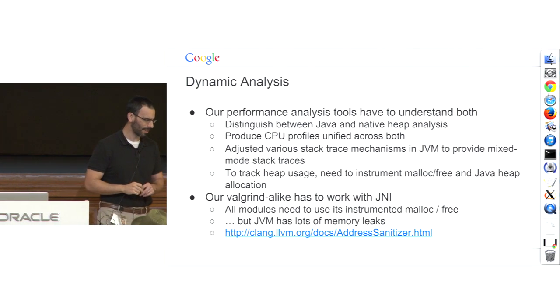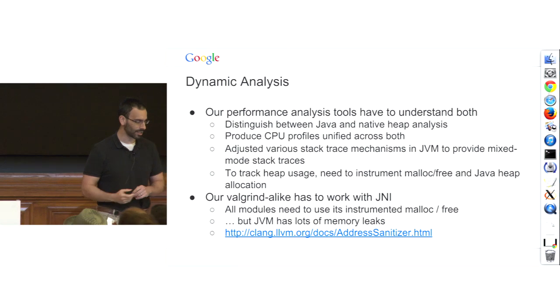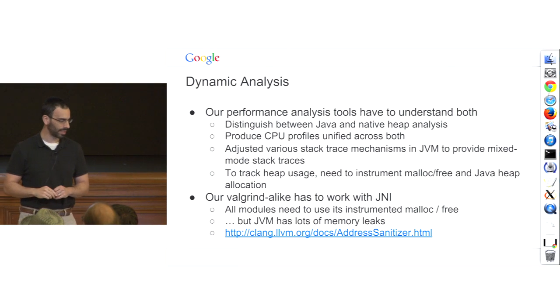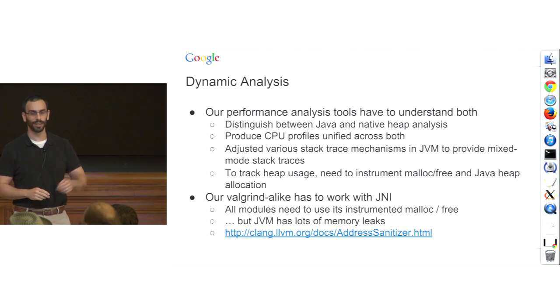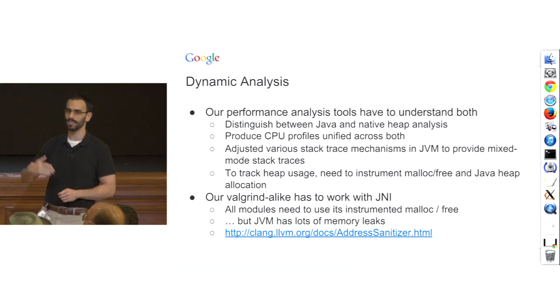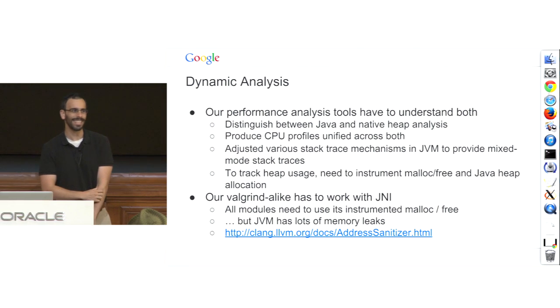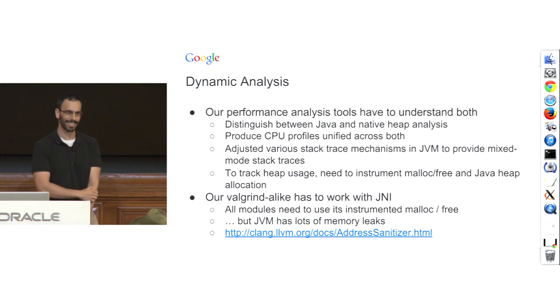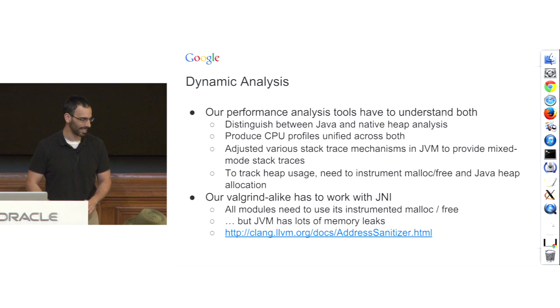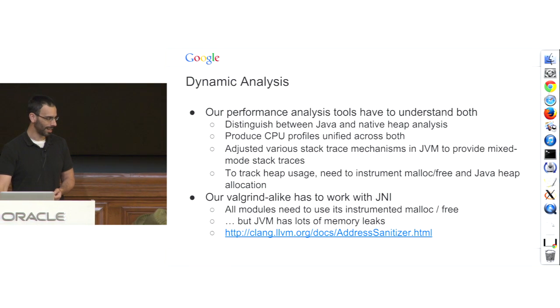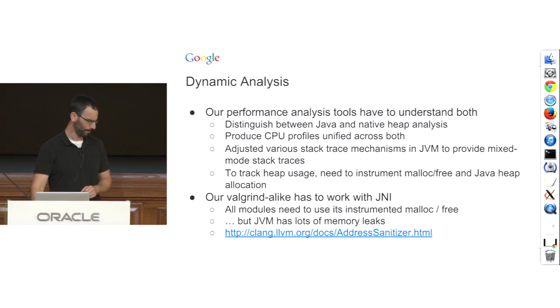The other problem is that our dynamic analysis tools for C++ have to work with JNI, and have to work with our Valgrind-like tool that detects memory errors, use after free, and so on and so forth. It's a very good tool, but it expects to be able to control the entire process. So we have to find ways of saying, okay, Java, you use this malloc, right? And the ways that we do that now are hacks like LD_PRELOAD, if you're familiar with that. They're actually quite painful to use. And it would be nice if they were a little easier.